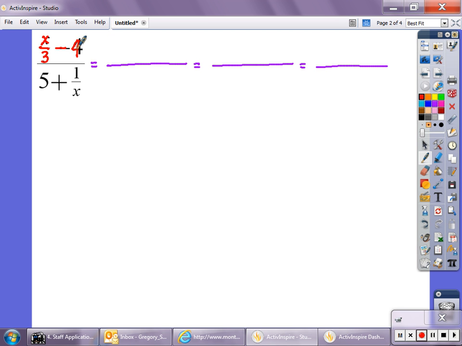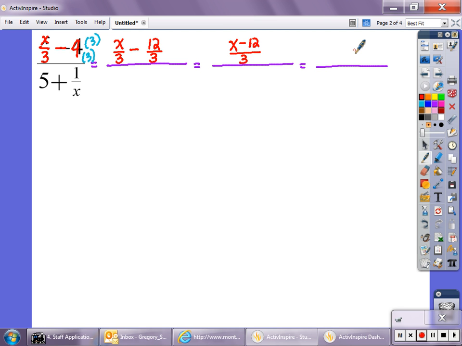Now, we need common denominators here. So recall what we're doing is we're looking at a denominator. This has a denominator of 3. And so what we're going to do is multiply the 4 by a 3 over a 3. So what that'll be left with is x over 3 minus 4 times 3 is 12 over 3. Now that we have the same denominators, we can subtract, which will be x minus 12 all over 3. Now that we have one fraction in the numerator, I know I'm done with that. So I don't need to do anything over here.